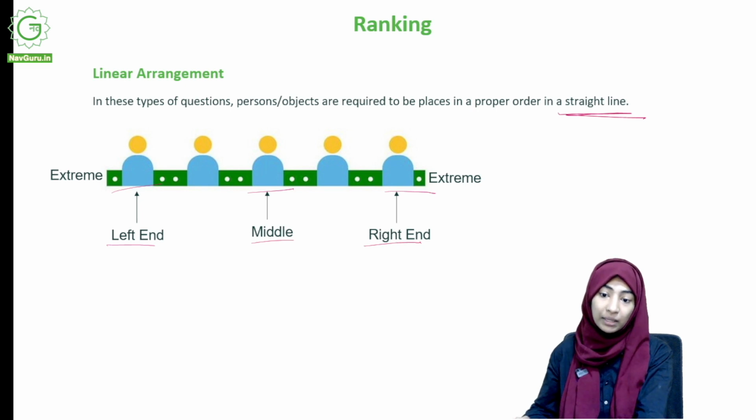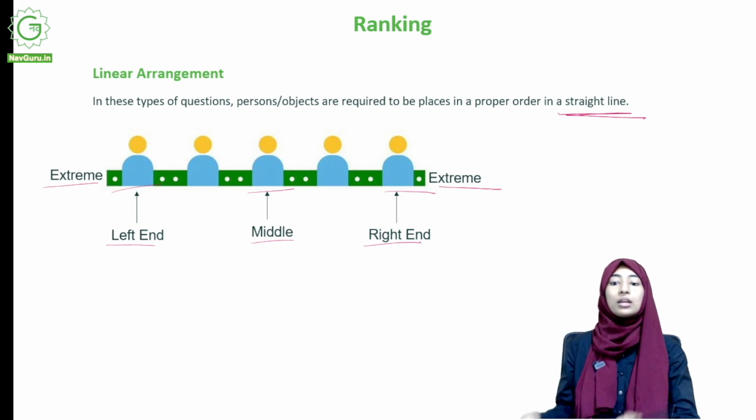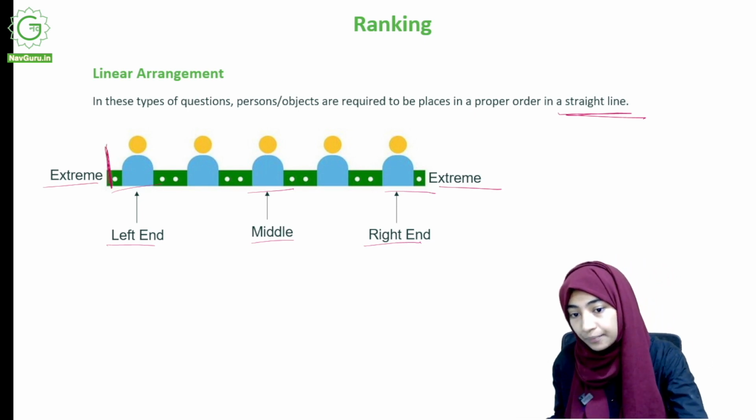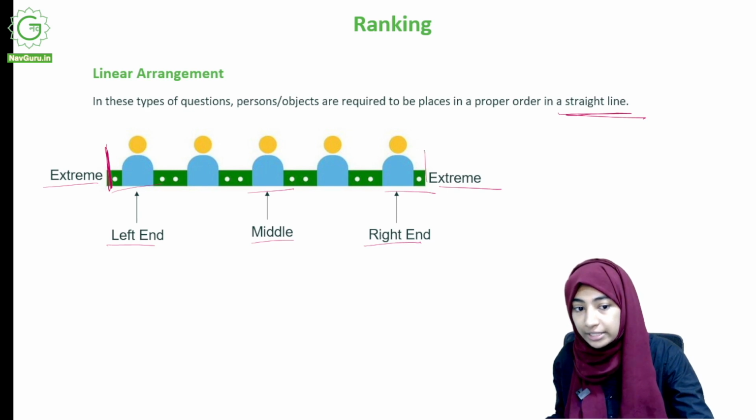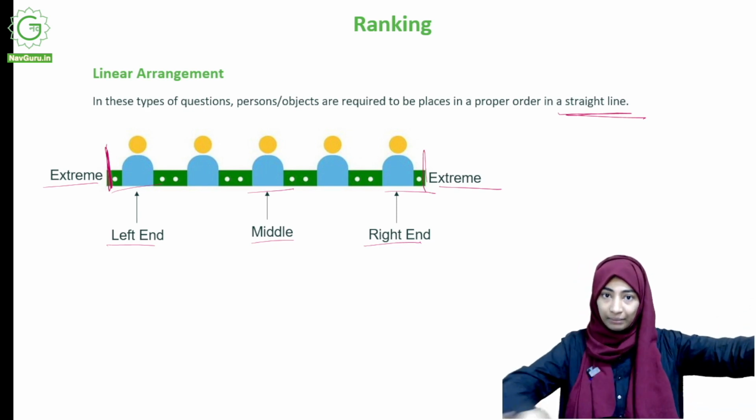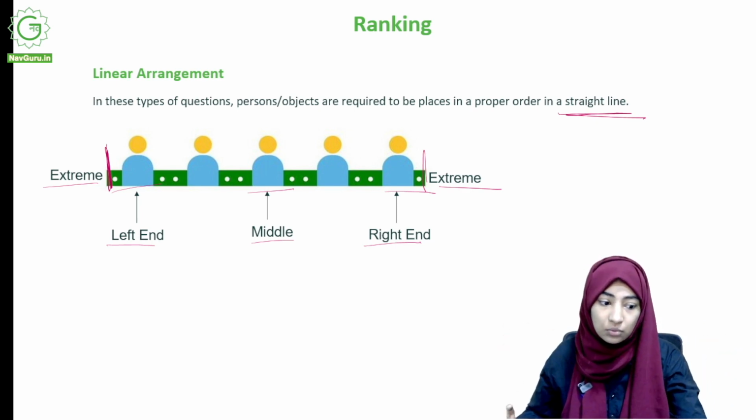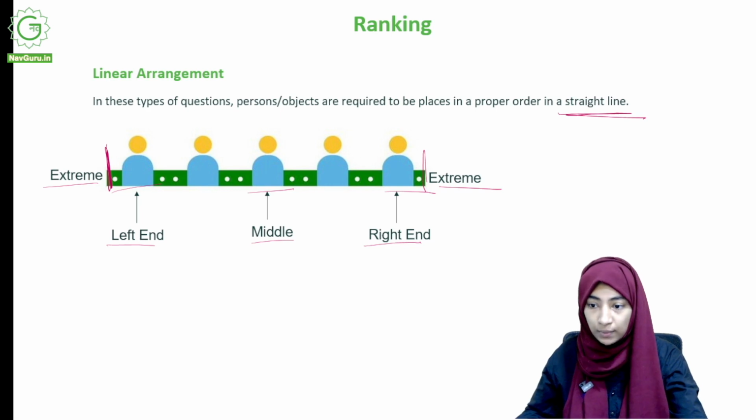And then you also have something called the extreme. I'm not sure if you have heard the word extreme before, but what extreme means is basically what is at the end. The ends are also called the extremes. So when we say extreme, we mean something that is at the end of something. So this is what we mean by linear arrangement questions.